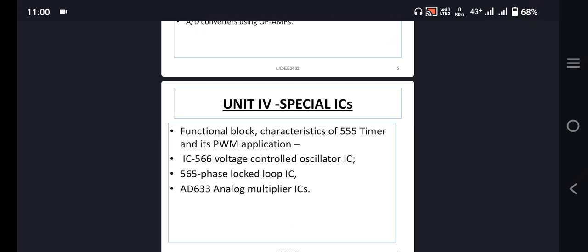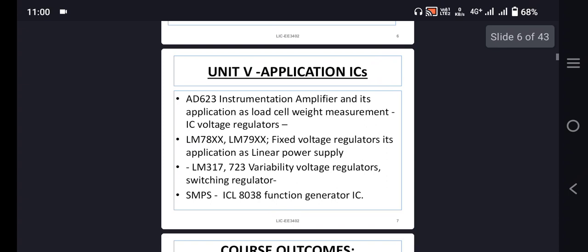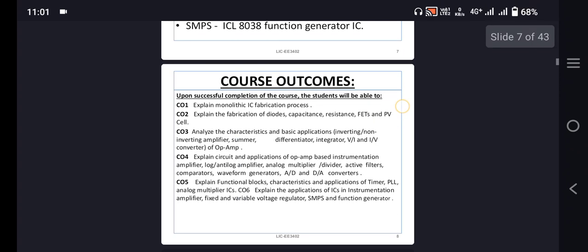Fourth unit consists of special ICs like 555 timer, voltage controlled oscillator, phase lock loop, analog multiplier ICs. Fifth unit is special instrumentation amplifier IC like AD623, voltage regulator ICs LM78XX, LM79XX, variable voltage regulators like LM317, LM723, switched mode power supply IC, and 8038, which is the function generator IC.